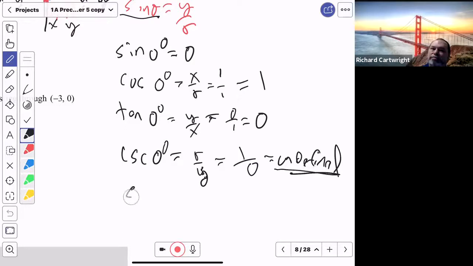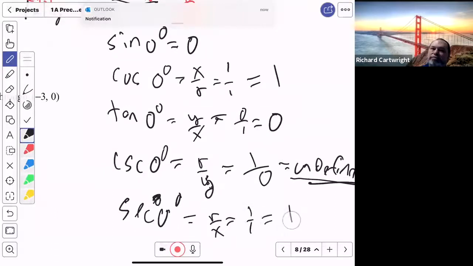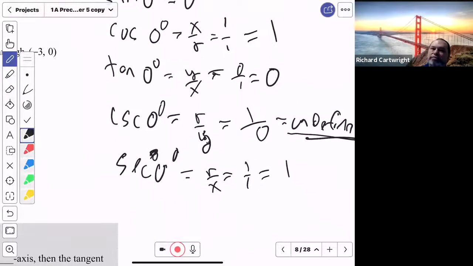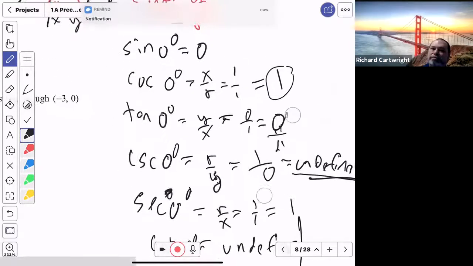The secant of 0 degrees is r over x. So I go back to 0. That means 1 over 1, which is 1. Which makes sense. The reciprocal of 1 is 1. But when you do the reciprocal of 0, it's always undefined. So when I do cotangent of 0 degrees, the reciprocal of 0 over 1 is 1 over 0, which is bad news. That would also be undefined. That was 6 of them for 0.